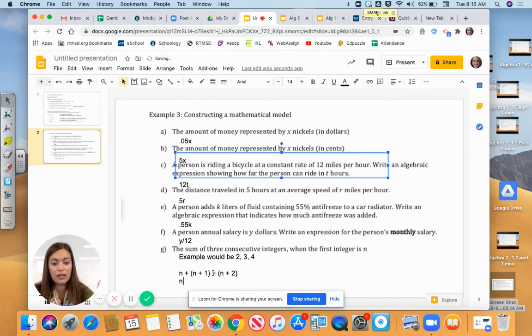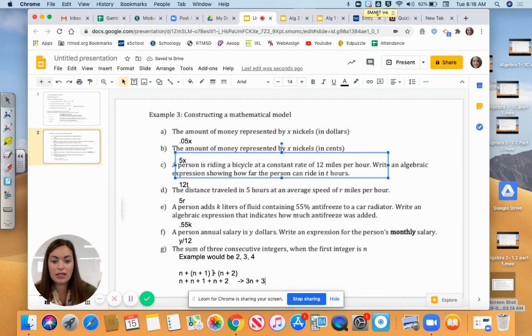Now we don't necessarily need these parentheses. So we could just get rid of the parentheses, n plus 1 plus n plus 2. And we can simplify that. And we have 1, 2, 3n. So we can write that as 3n plus 1 plus 2 is 3. So that simplifies to 3n plus 3.